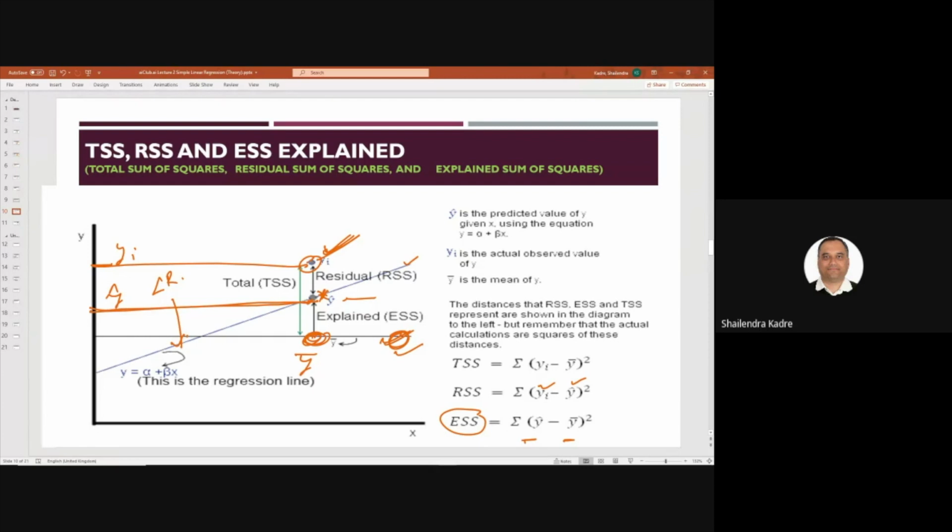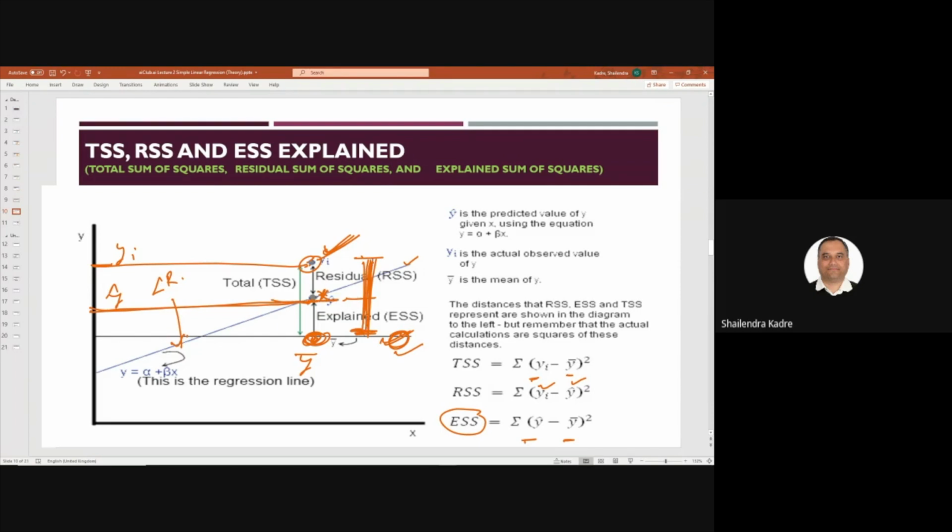What is total variance? Total variance is the difference between the actual value and the mean value. This is the total variance, which I am showing. This is the total variation, right? The actual thing is this. So this we call the total variance.